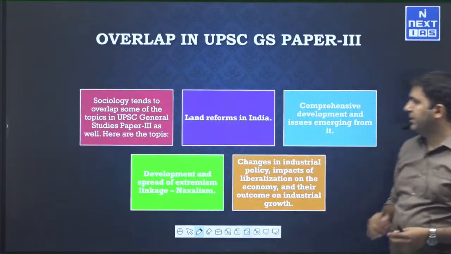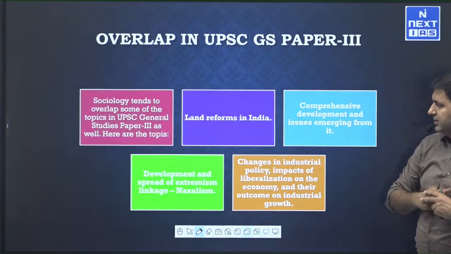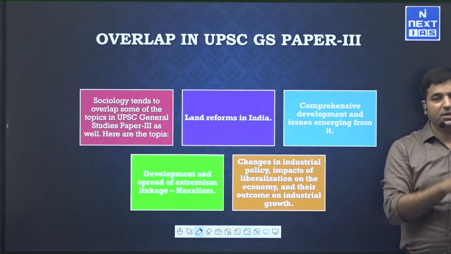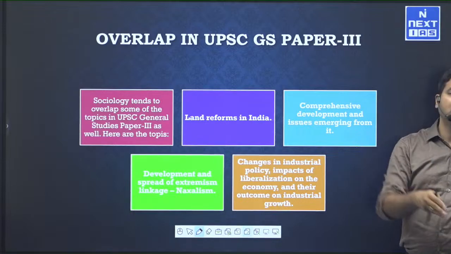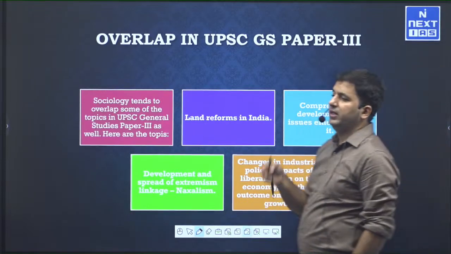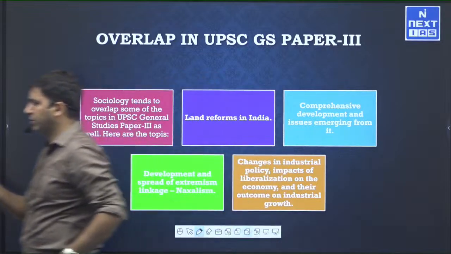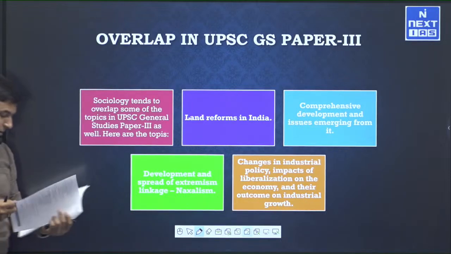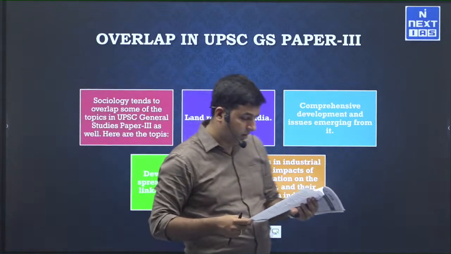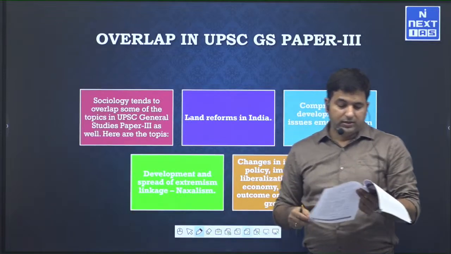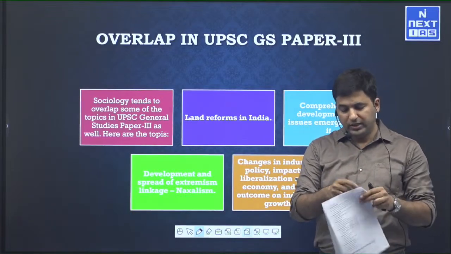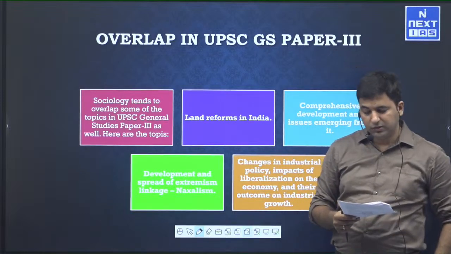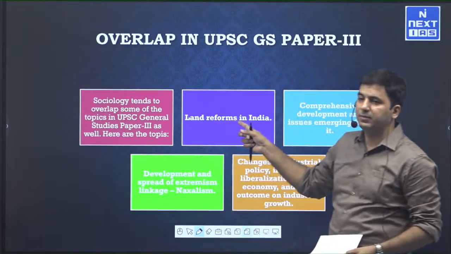Then if you see paper 3 overlap, in paper 3 there is land reform in India in GS paper 3. And if you see the paper 2 syllabus of sociology, again you will find agrarian and social transformation. Inside it, if I tell you precisely, you will find the topic of land reform. In the topic of rural and agrarian social structure, unit number 3 of paper 2, you will find land reform.